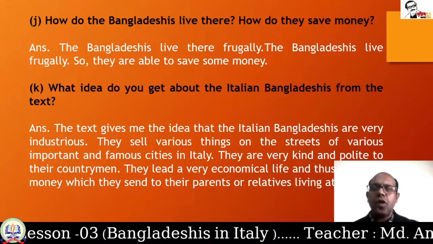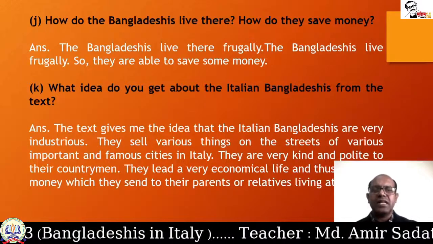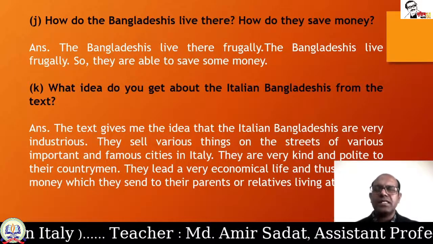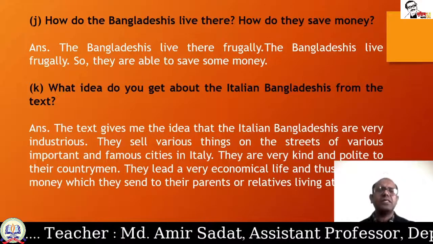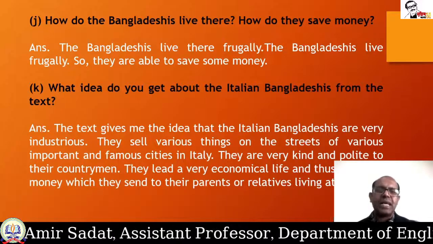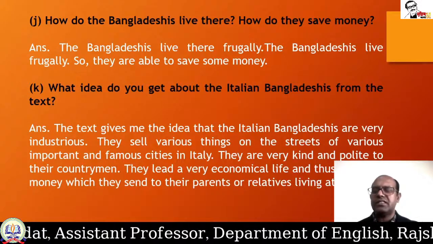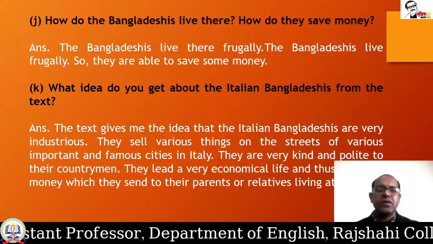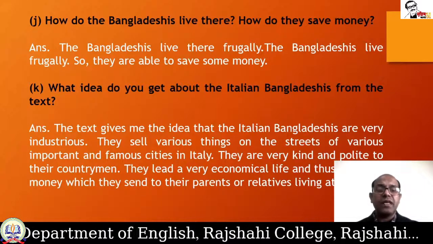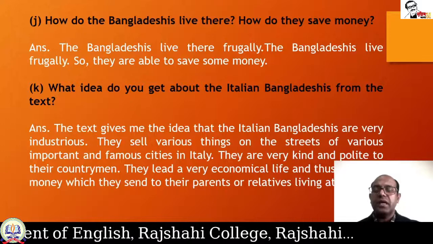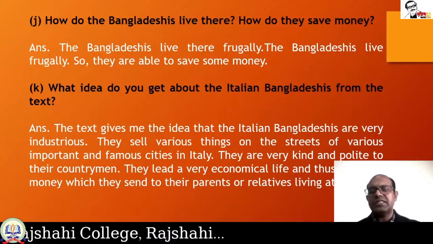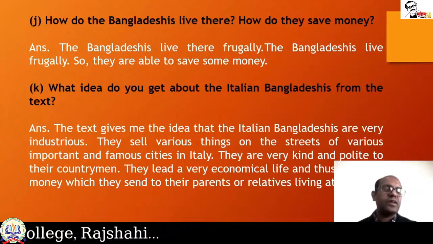Now question K, what idea do you get about the Italian Bangladeshis from the text? And this is a very important question. And the answer is, the text gives me the idea that the Italian Bangladeshis are very industrious. They sell various things on the streets of various important and famous cities in Italy. They are very kind and polite to their countrymen, and they lead a very economical life and thus save money which they send to their parents or relatives living at home.